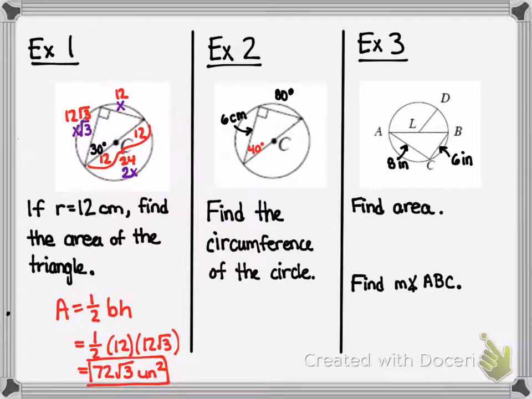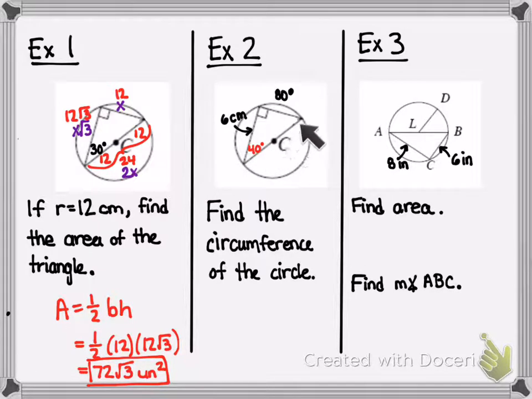So now we have an angle and a side length, but it's not one of our special right triangles. So I'm thinking I'm going to use regular right triangle trig, like sine, cosine, or tangent, to find what I need. Now, we're being asked to find the circumference of the circle. So that means we need the diameter.